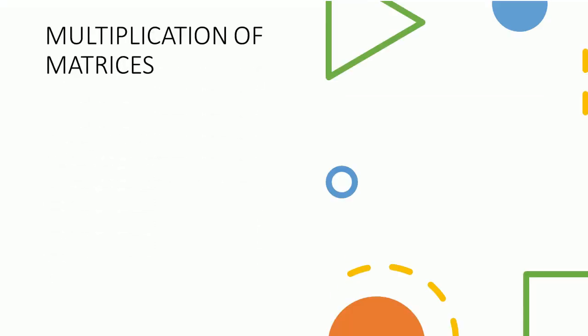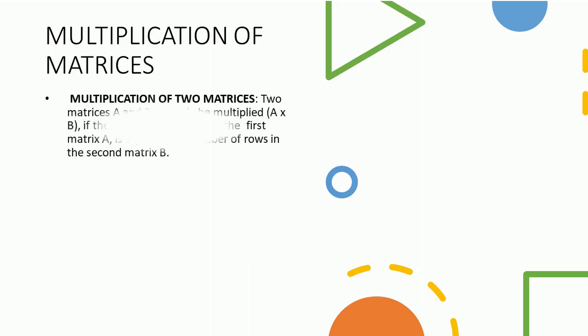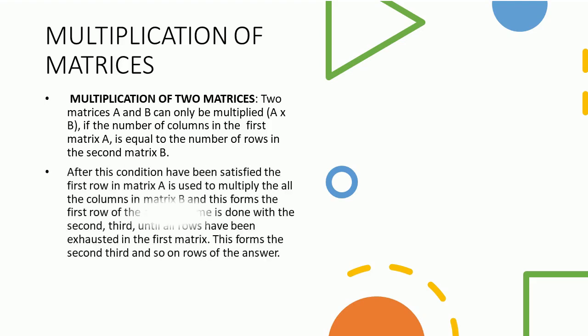So let's look at the second type of multiplication of matrices, which is the multiplication of two matrices. Now, two matrices A and B can only be multiplied if they satisfy a certain condition. Now, what is the condition? That the number of columns in the first matrix A must be equal to the number of rows in the second matrix B. Only if this condition is satisfied can two matrices be multiplied.